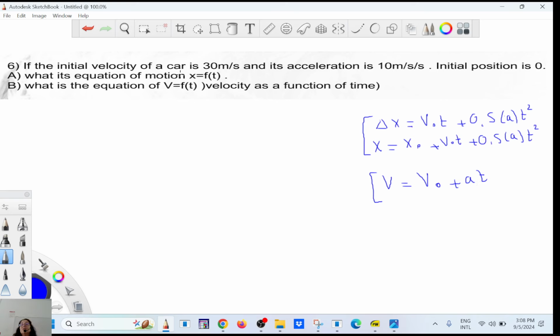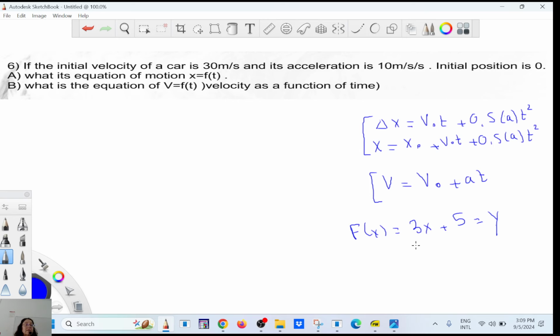So now it says initial velocity is 30. Acceleration is 10. Initial position is 0. What's going to be the equation of motion? So x as a function of time. So you use this, right? So plug it in. So we are connecting to algebra, right? When you have algebra, you have f of x equals and so on, right? So this is called y sometimes, or f of x, and this is called x.